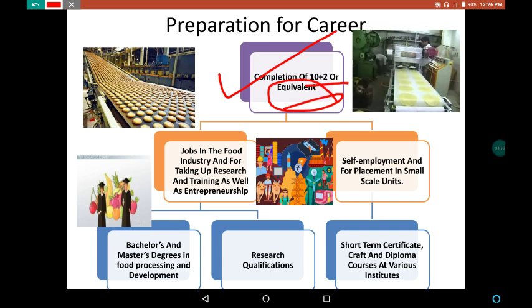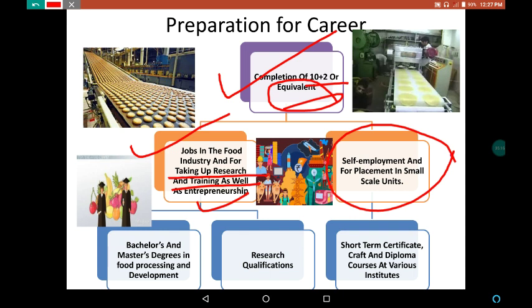Then there are two options. There are two options of job. That is a job in the food industry, and for taking up research and training, as well as entrepreneurship, self-employment, and placement in a small scale unit. There are two divided options.